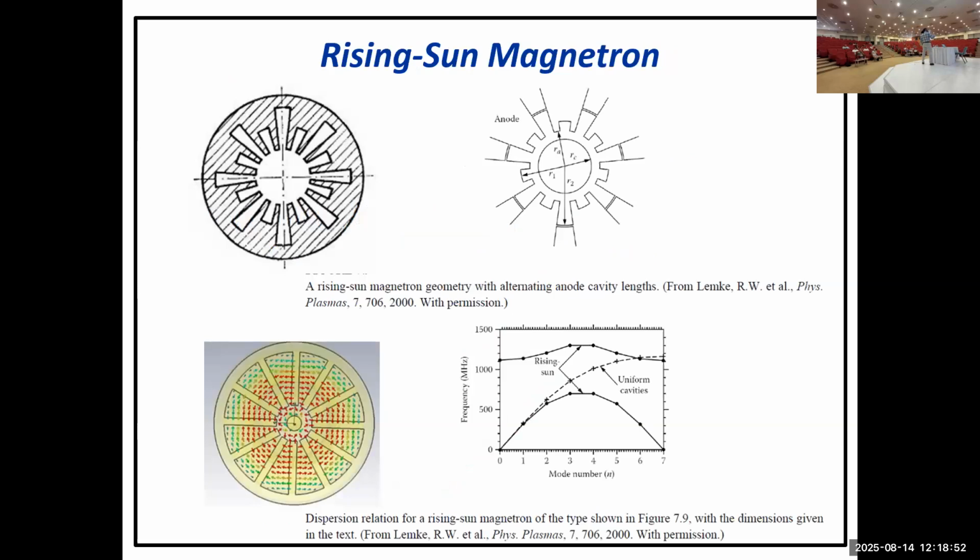Yeah, I don't have the results. I think I have a different presentation. If we have time, I can switch to that. But just to give you an idea how the rising sun is different than uniform cavities.